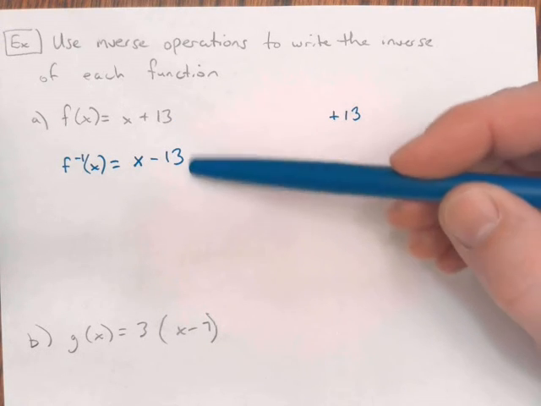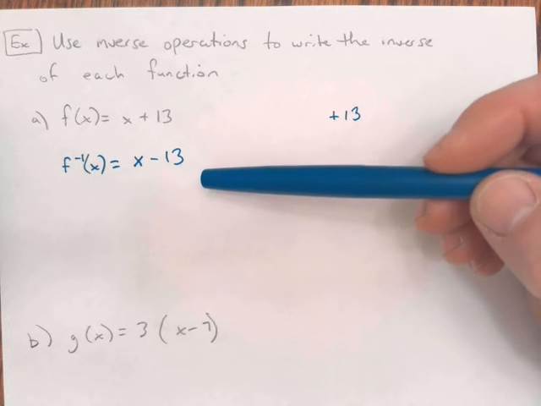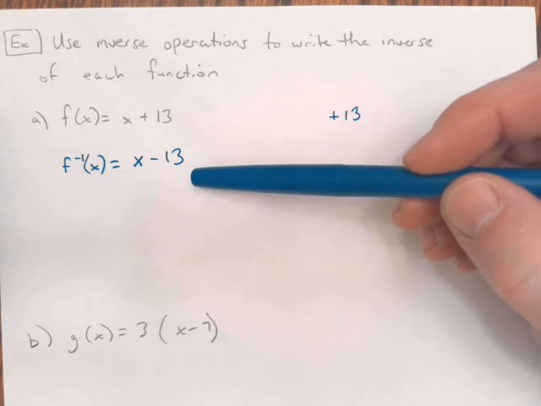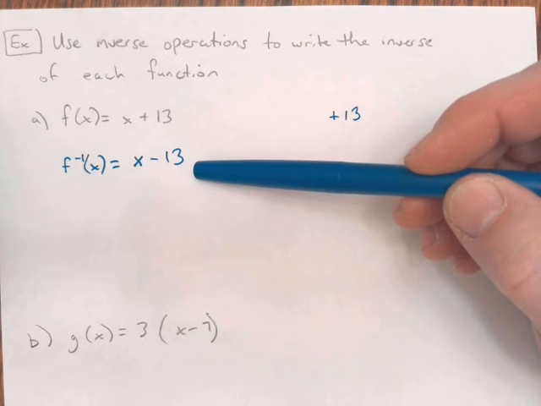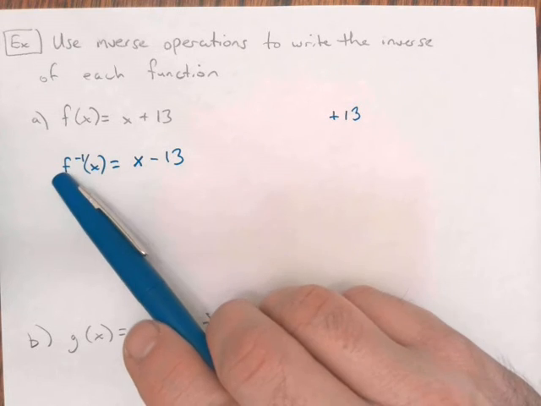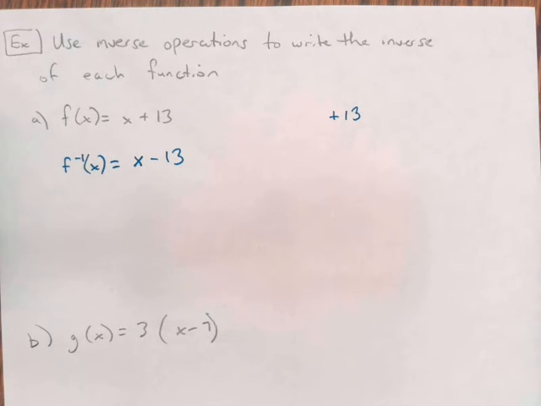So using inverse operations, we know that if the original function f of x is equal to x plus 13, then its inverse would need to have the opposite or the inverse operation. So the answer for the inverse is that f inverse of x is equal to x minus 13.